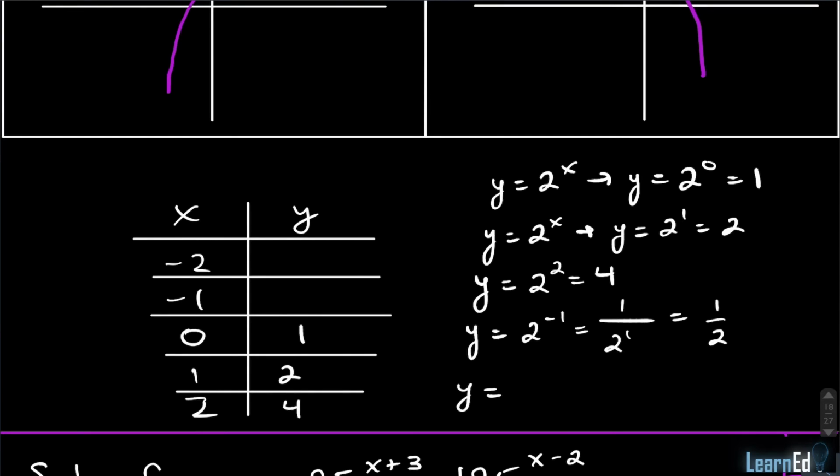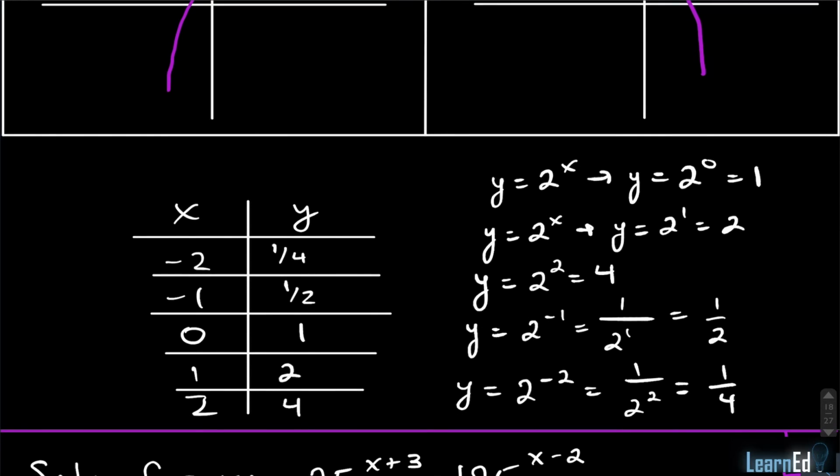And then y equals 2 to the -2. When we plug in -2, we get 1 over 2 squared, and that is 1 over 4. Assuming that all makes sense to you, this is actually not going to be terrible moving from here on out. You'll notice that none of these points are negative.